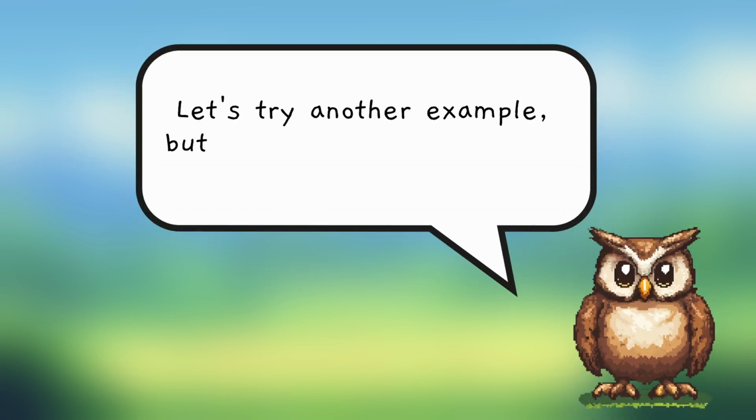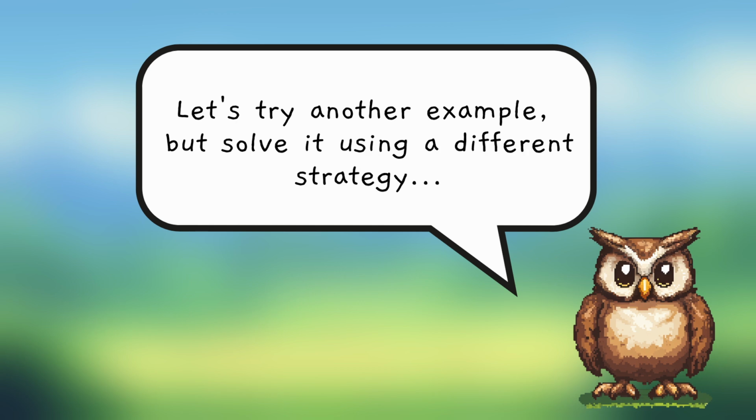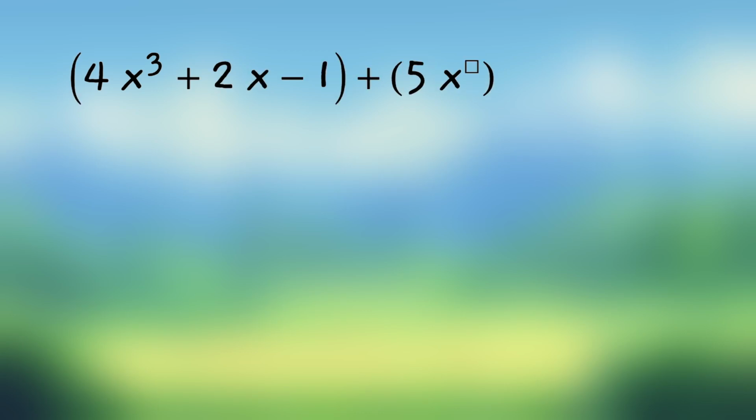Let's see another example. This time, we'll keep track of our work in a different way. Let's add 4x cubed plus 2x minus 1 and 5x squared plus 6x plus 3. Once again, we want to combine like terms. This time, we'll write one polynomial above the other and line up like terms.